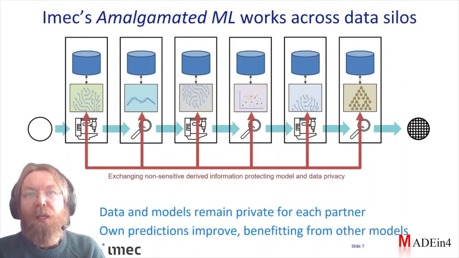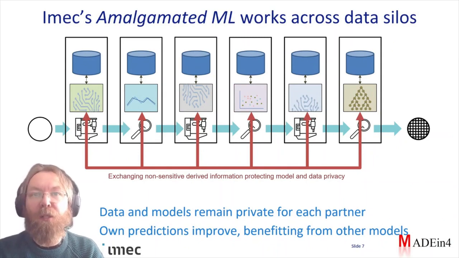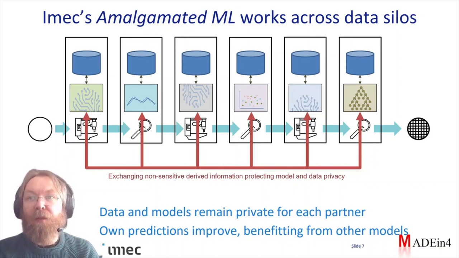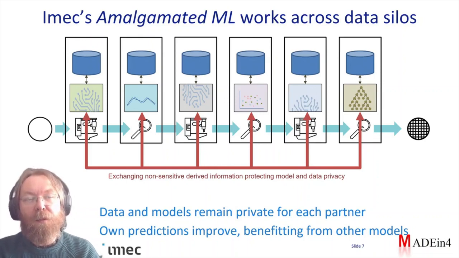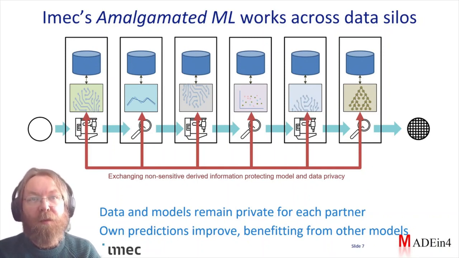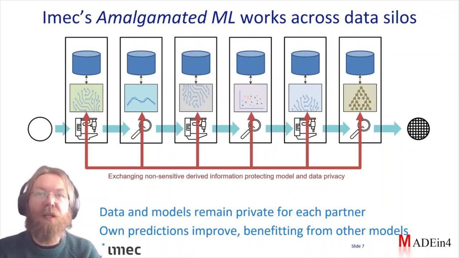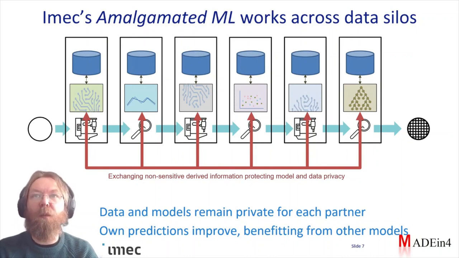So what we are proposing at Imec is something called amalgamated machine learning. And that's another way of approaching this problem by keeping the data private, but also keeping the model private. And that means that in every step, every vendor is again allowed and can use their own machine learning model to predict what they want to predict, but we link the models together and we let them share derived model information. And that derived model information by itself cannot be used to reconstitute the data of that particular step, nor the model of that particular step. But everybody improves their accuracy and they can learn from other steps.